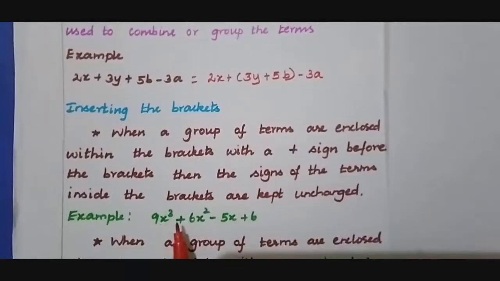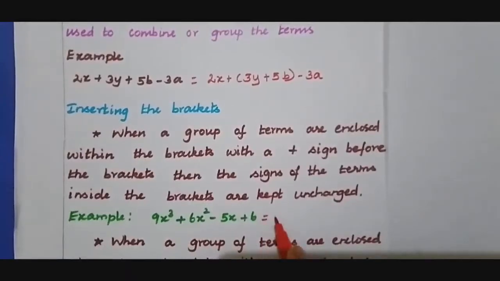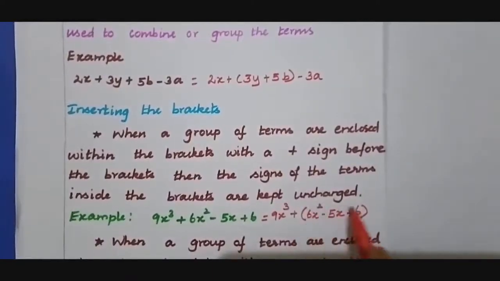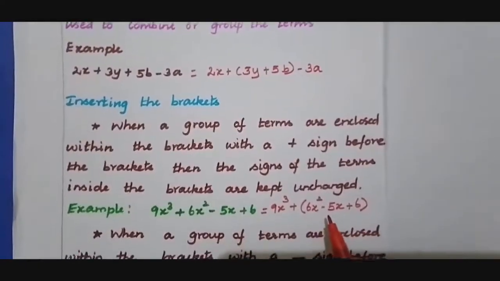Example: 9x cube plus 6x square minus 5x plus 6. Suppose we are enclosing these three terms inside the bracket and it is preceded by plus sign: 9x cube plus, and inside the bracket we are going to write the three terms 6x square minus 5x plus 6. If it is preceded by positive sign, the terms inside the brackets are kept unchanged. Is it clear, children? Yes.